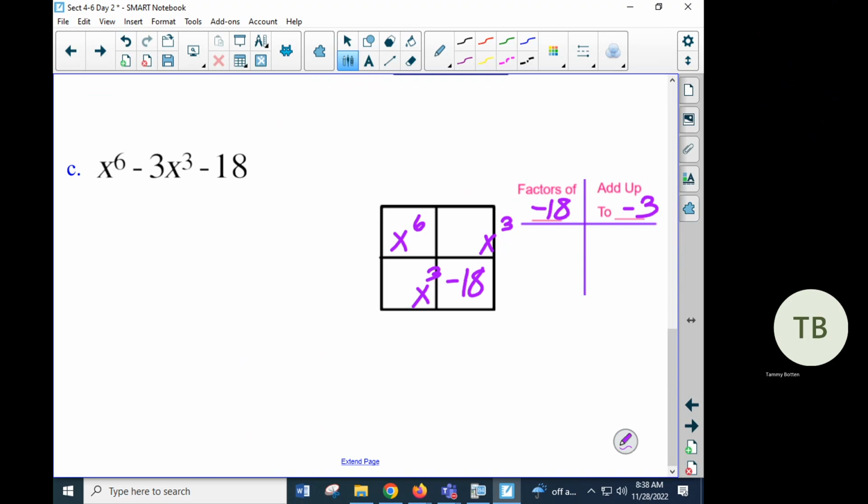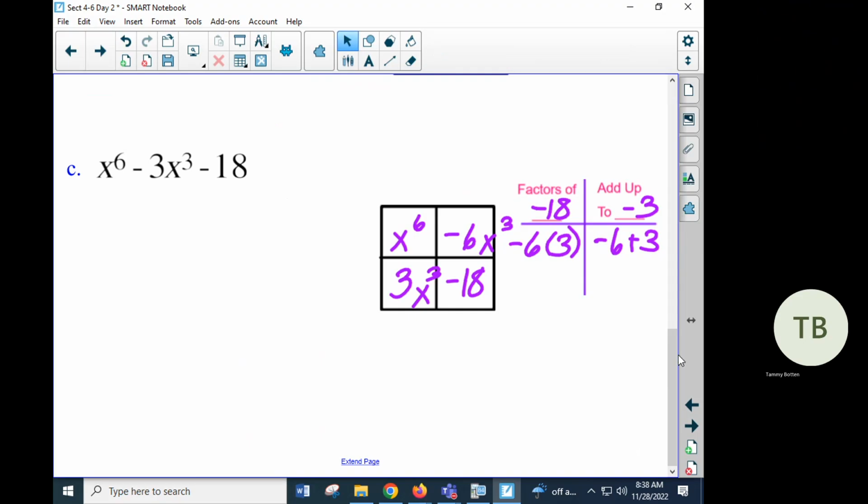6 times... Other way around? The other way around. -6 times +3 is -18 and -6 plus 3 is -3. Very good. So -6 and 3.